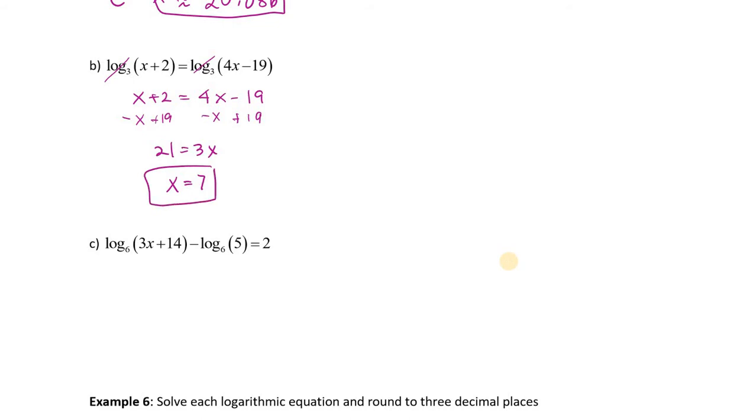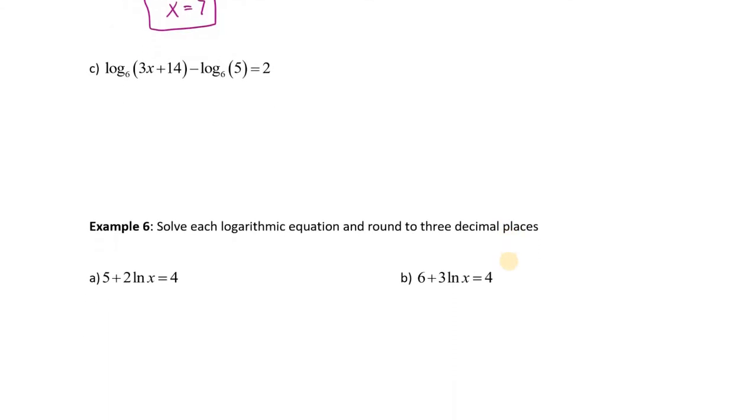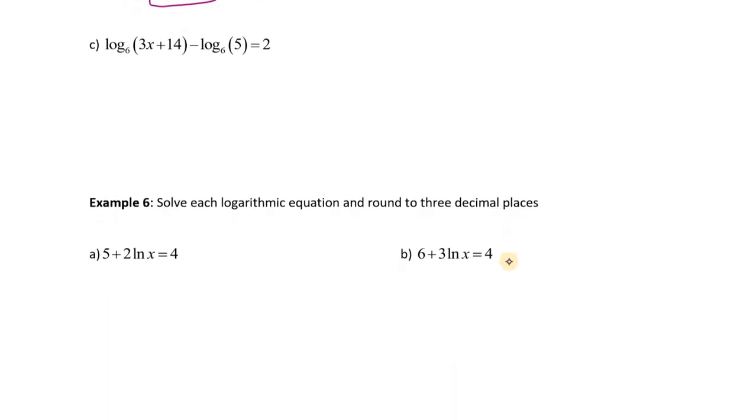For example C, hopefully you remember your log laws. If I can combine this part of the equation into one log, so I'm going to condense it into one log, then I can use the inverse property to take the log of both sides, or I could use the definition of a log in order to solve it. So let me start by rewriting this as one log. When logs are subtracted, that means division. So this is log base 6 of 3x plus 14 divided by 5. And all of that is equal to 2.